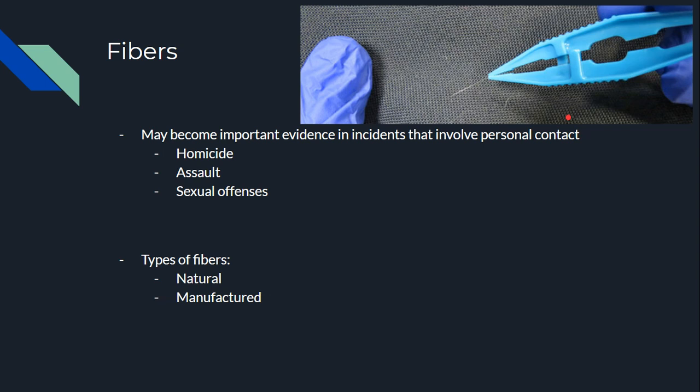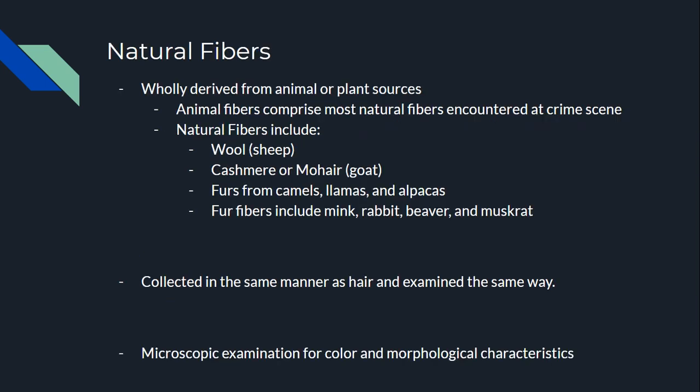Fibers, on the other hand, tell a little bit of a greater story. These may become important evidence in incidents that involve personal contact, like a homicide, an assault, or any sexual offenses. And there are two main types of fibers: natural fibers and manufactured fibers. Natural fibers are derived from an animal or a plant-based source. They come from nature. Animal fibers comprise most of the natural fibers that are found at crime scenes.